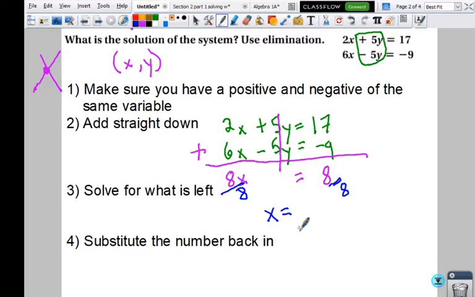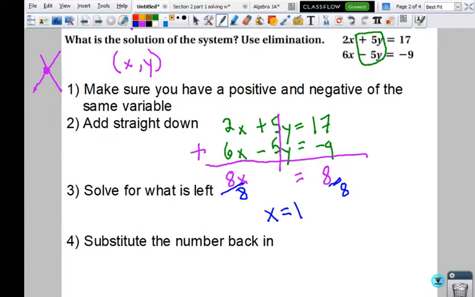Alright, we have x equals, Dylan, what's 8 over 8? 8 divided by 8. What is it? 1. So we get x equals 1. Hey, that's the first part of our answer. My answer is going to be an x comma y.